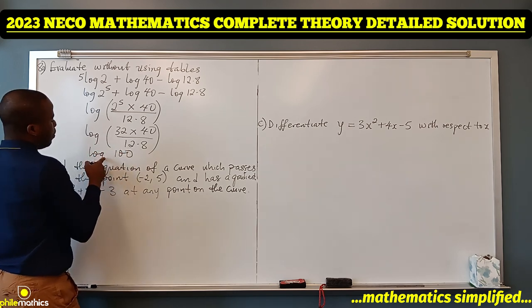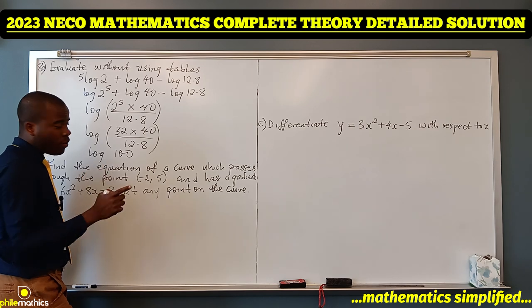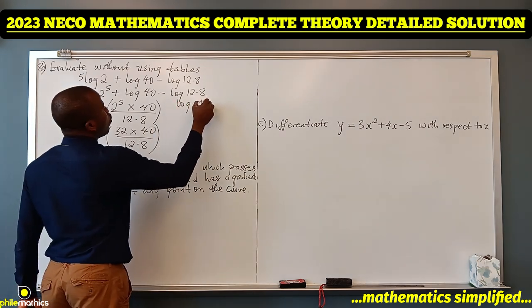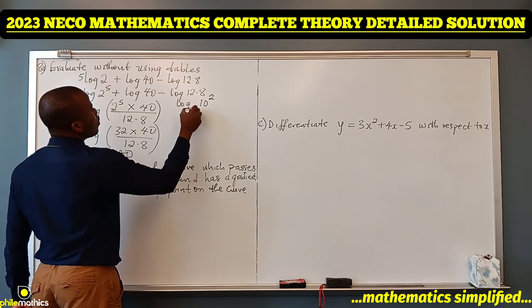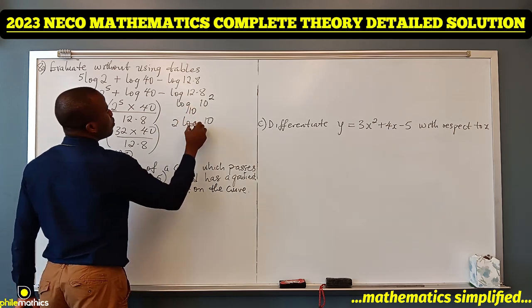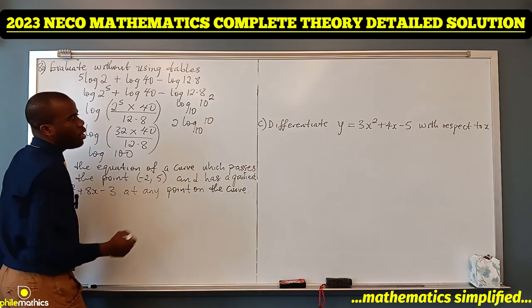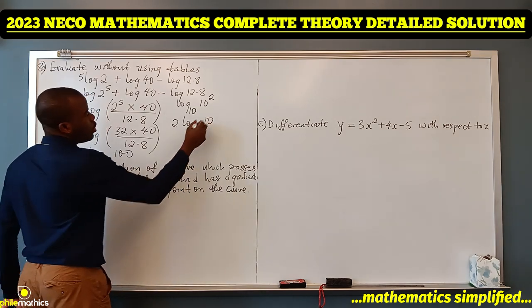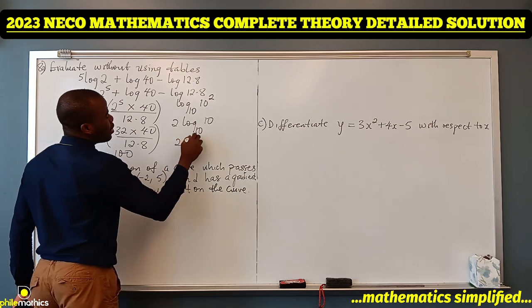Since the base is not specified, it is assumed to be base 10. So log 10 to the power 2, which is 100. So this is the same as 2 log 10 base 10. Log of a number to the same base is 1. So this is 2 times 1, and this is 2.